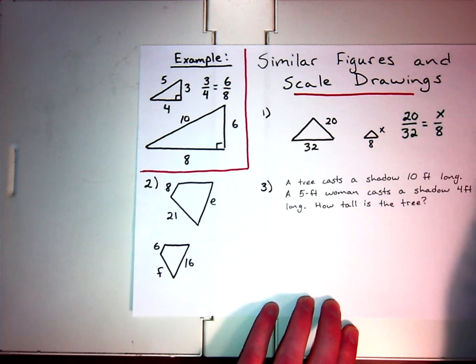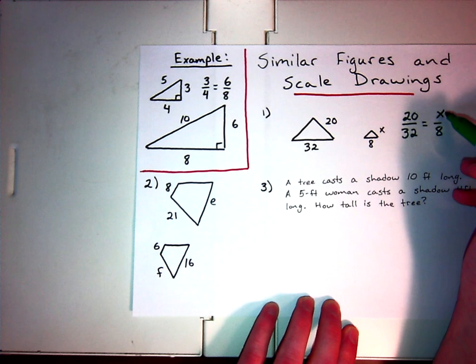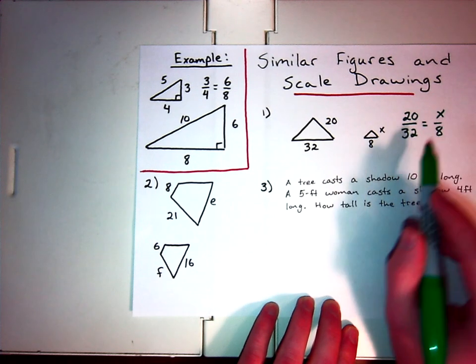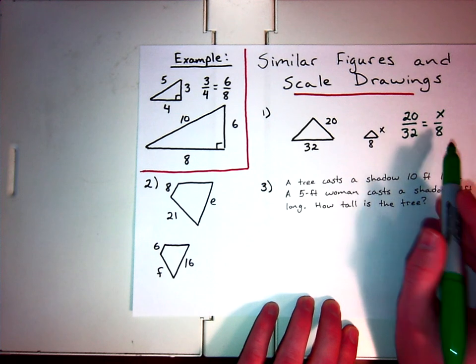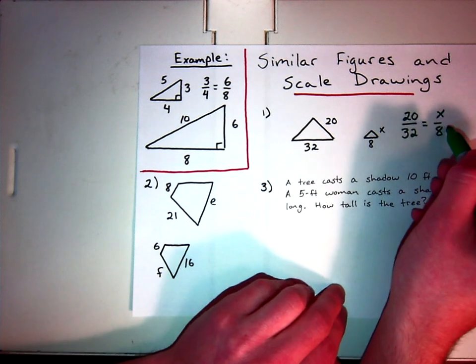And you can always check, all right, 20 and 32, they're from the same shape. X and 8, they're from the same shape. Then I look and I say, all right, 20 and x, those have to be the corresponding sides, are they? Yes, they are. 32 and 8, those need to be corresponding sides, are they? Yes, they are. Okay. So from there, we just need to solve this proportion as we would solve any proportion that we're missing a value.